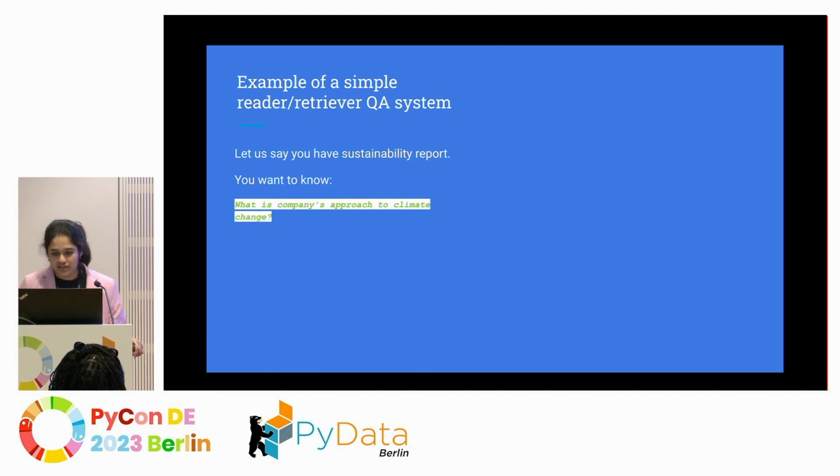Here we have a sustainability report of a company, which is around 62 pages, and we want to find an answer to our question. Our question being, what's the company's approach to climate change? So this is our question. And how do we go about doing this?